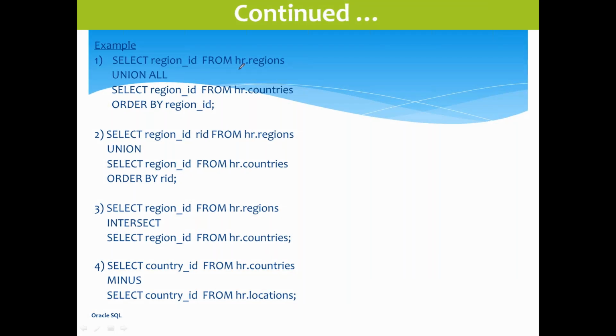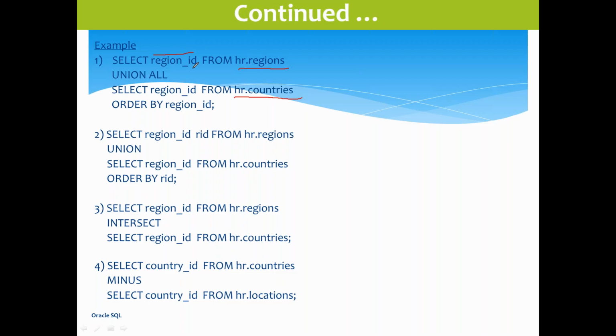Select region ID from HR.regions. Select region ID from HR.countries. So here regions is one table and countries is another table. For two tables we have written two queries, and for simplicity, first of all we have taken only one column. Once you understand one column, then we can go for multiple columns. The same concept will apply.